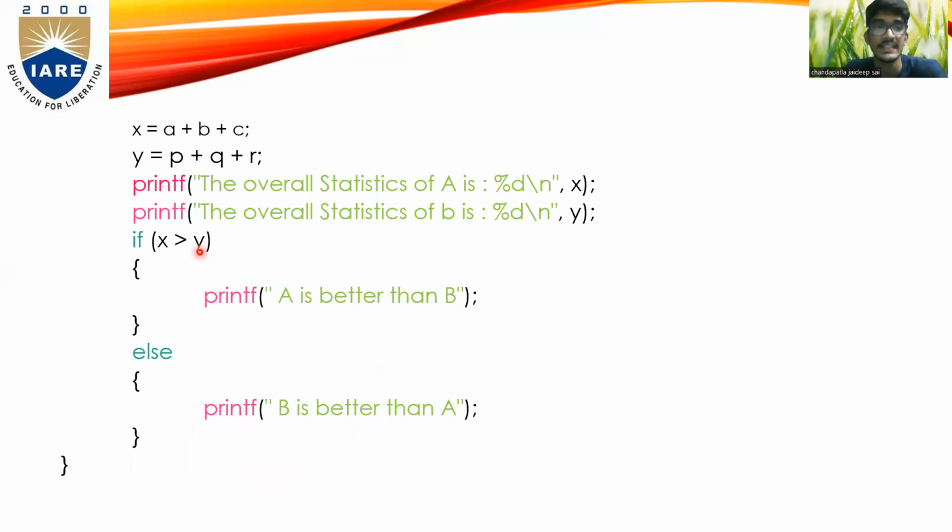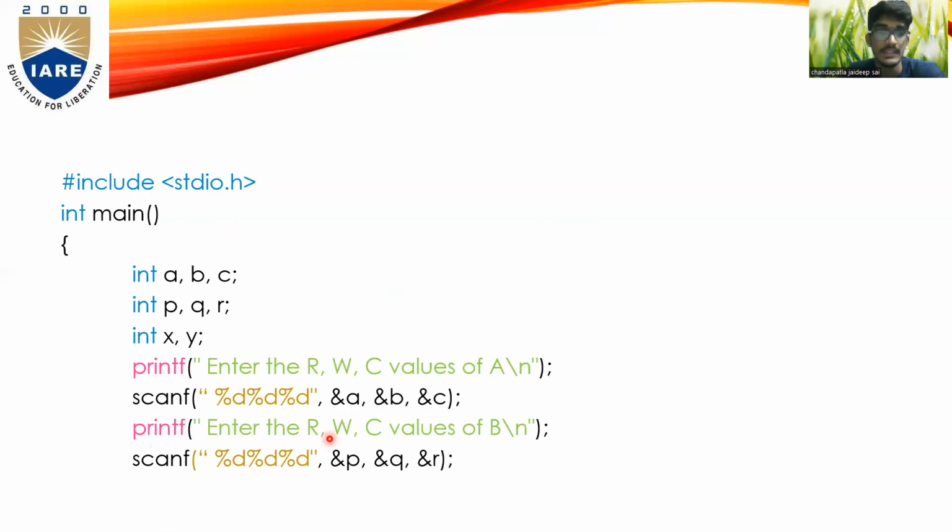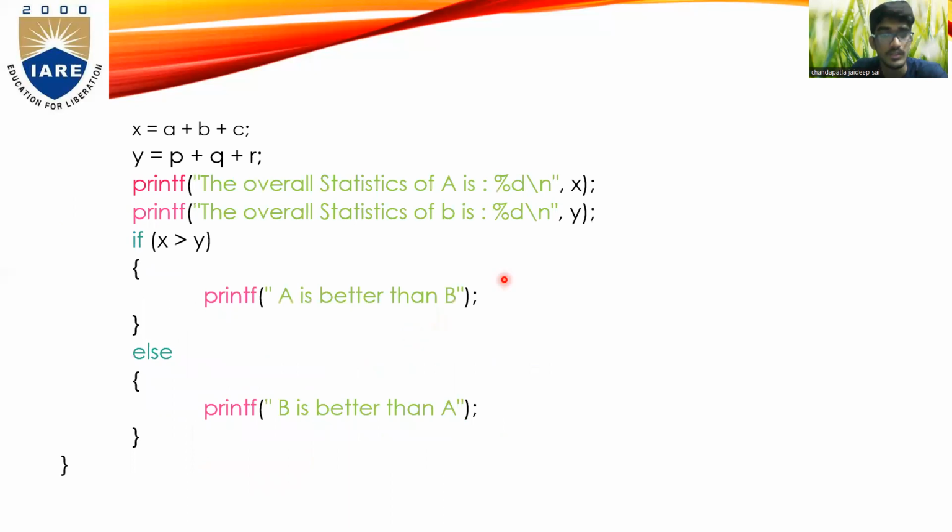So now we are assigning the values of a, b, c to x, and before we have initialized that, int x comma y. So we are assigning the values of x and y in the next lines. So x value is a plus b plus c, the summation of a, b, c, and we have used the semicolon, because every line should be terminated by using semicolon. Now we are also assigning the value of y as p plus q plus r, the summation of p, q, r.